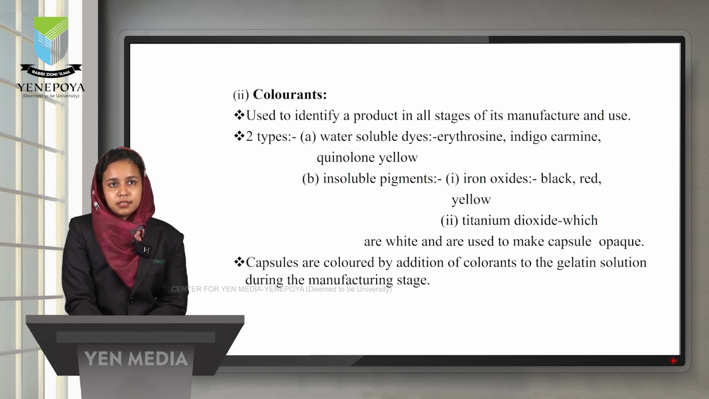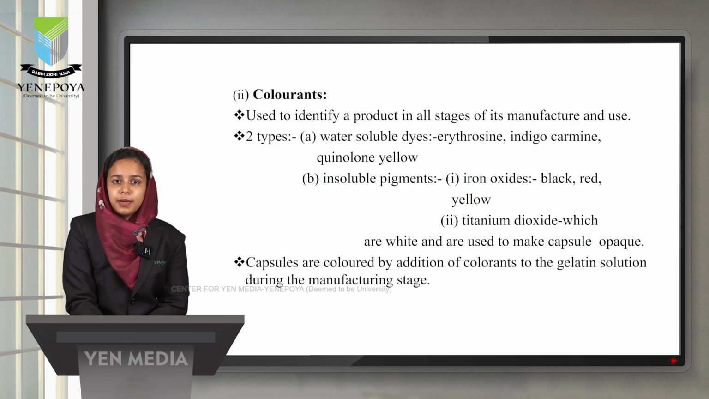Next is the colorants. It is used to identify a product in all the stages of its manufacture and use. There are mainly two types. Type A is water-soluble dyes and type B is insoluble pigments. Examples of water-soluble dyes include erythrosine, indigo carmine and quinoline yellow. In the case of insoluble pigments, iron oxides, which are black, red and yellow, and titanium dioxide, which is white, are used to make the capsule opaque.